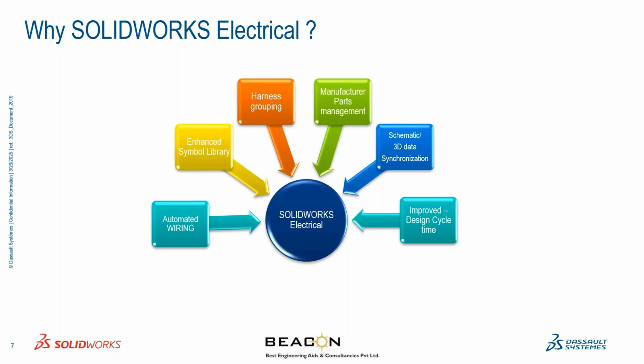Harness grouping is something that is possible when 3D is involved. So it is a major thing. And even in schematics, you can expect that harness grouping. You can even find out which harness has the connectors and the wires that are required. Then we also see manufacturing parts management. That is where you see the bill of materials and the schematics. Both of them have an intelligent link. So if you add a symbol somewhere with a manufacturing part, a bill of material is automatically added. Something like that is also available. So you can see again, schematic 3D data synchronization is available, with improved design cycle time.